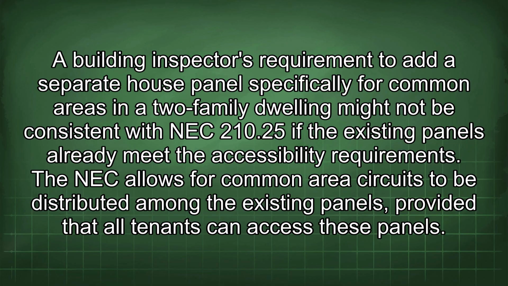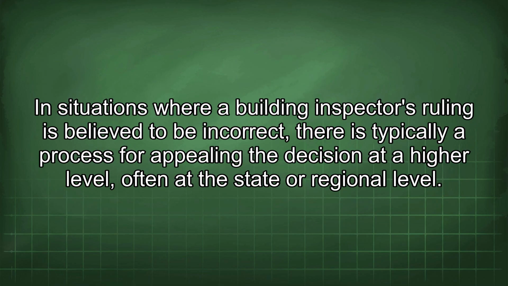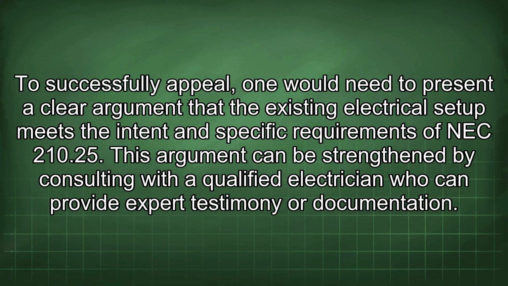The NEC allows for common area circuits to be distributed among the existing panels, provided that all tenants can access these panels. In situations where a building inspector's ruling is believed to be incorrect, there is typically a process for appealing the decision at a higher level, often at the state or regional level. To successfully appeal, one would need to present a clear argument that the existing electrical setup meets the intent and specific requirements of NEC 210.25. This argument can be strengthened by consulting with a qualified electrician who can provide expert testimony or documentation.